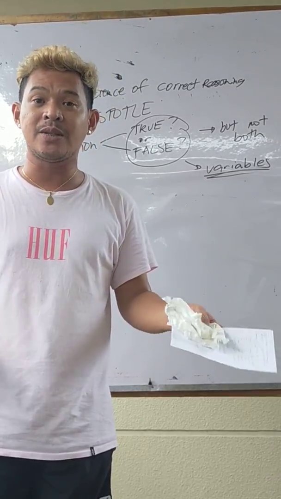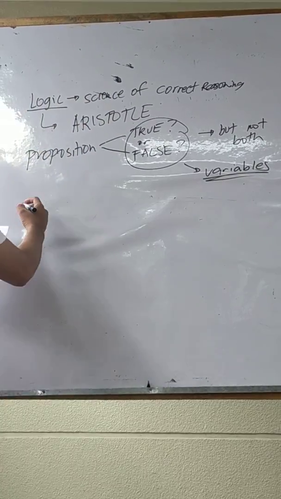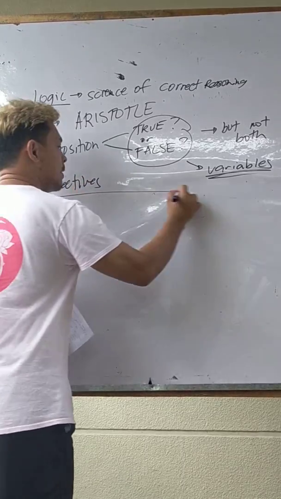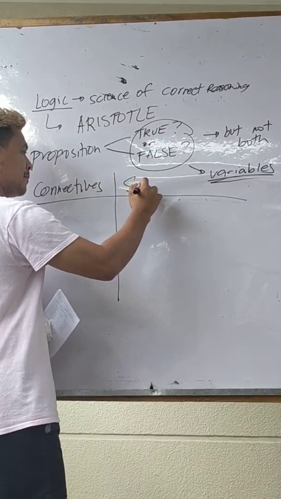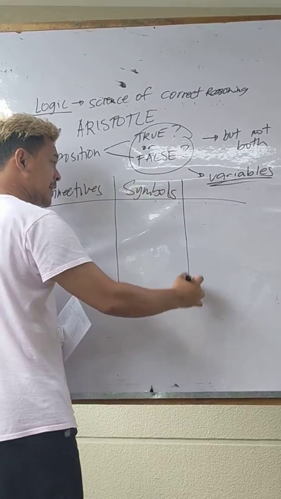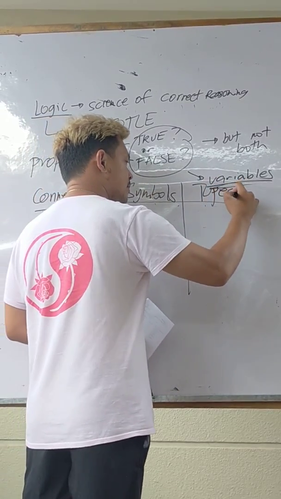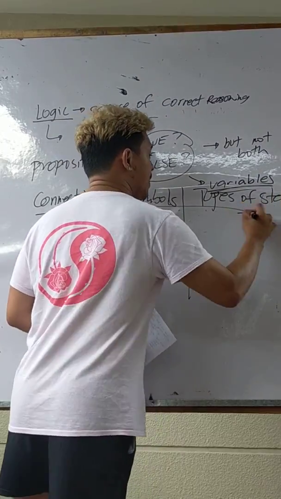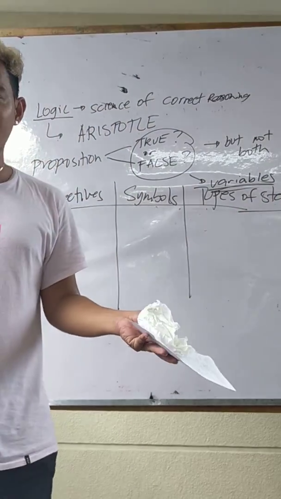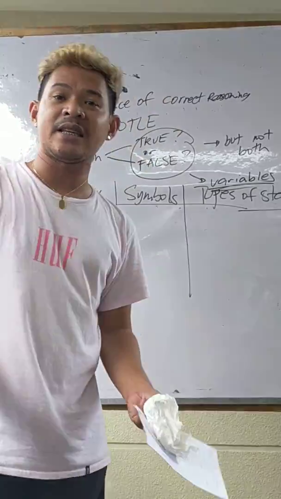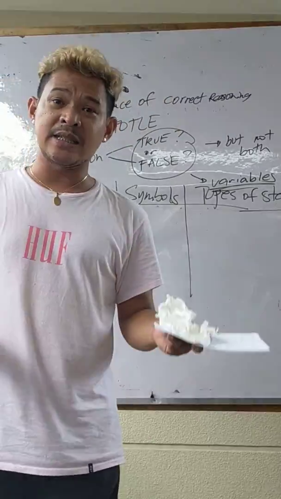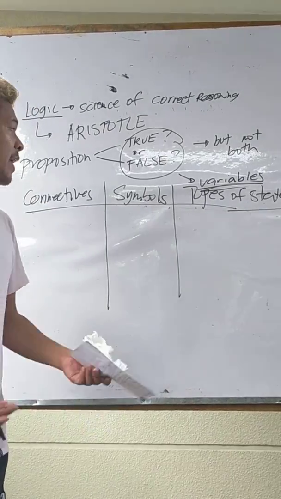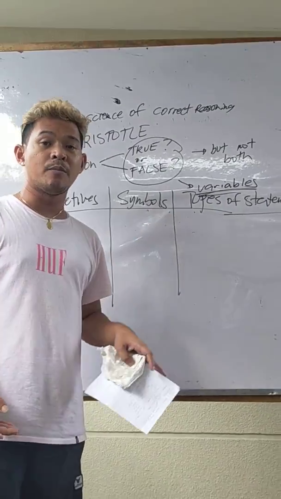Okay? Now, let us have the idea of the different connectives, the symbols, and the types of statements that are commonly used in logic. So we have here connectives, symbols, and the type of statement. I know that you are very much familiar with English. In English, there are declarative, imperative, and interrogative sentences. In logic, there are also sentences, and those fall under the types of statement.